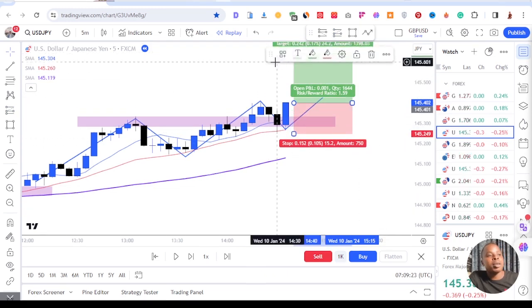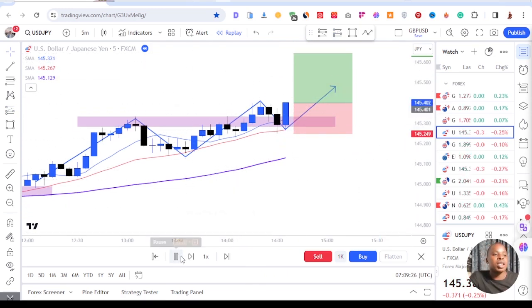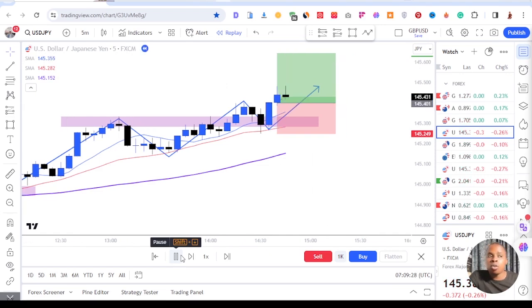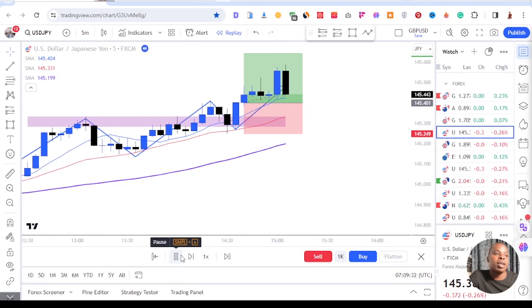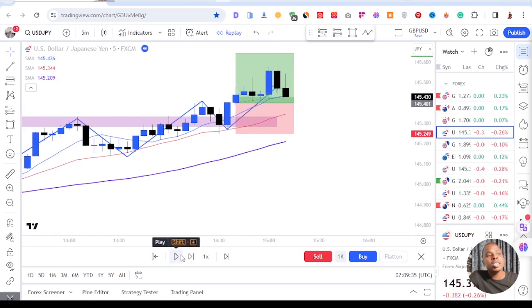I will likely lose this trade, maybe, but this trade was placed with a lot of confluences, and it is likely going to be a winning trade. So that's what confluence is all about. You are combining different factors to get high chances of making money in the market.